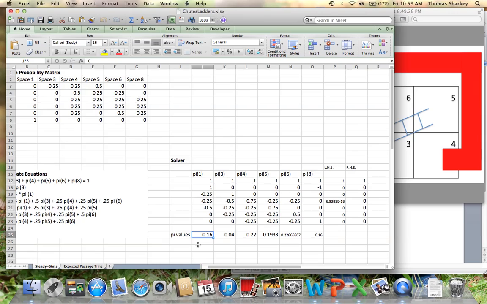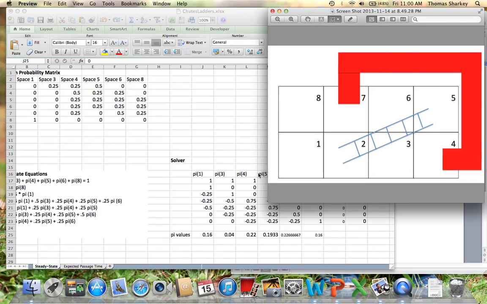One thing that makes sense is that in the long term, we spend the same amount of time on space 1 as we do on space 8. Anytime we're on space 8, we go directly to space 1, and then we leave space 1 with one more transition. So once we get to space 8, we move directly down to space 1 and start over, and with the next spin, we leave space 1.